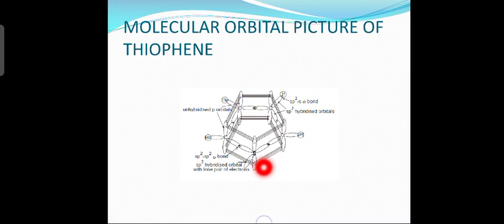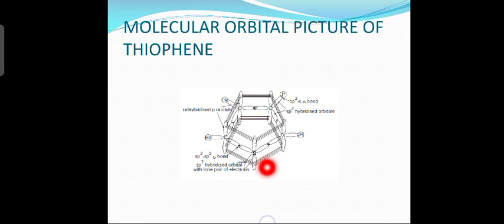What is the atomic number of sulfur? 16. When you write the electronic configuration, you will get it as neon 3s2, 3p4. When you split up 3p4 you write 3p2x, 3p1y, 3p1z. So, that is the electronic configuration of sulfur. So, the 4 carbon atoms and the sulfur atom in thiophene undergo sp2 hybridization.